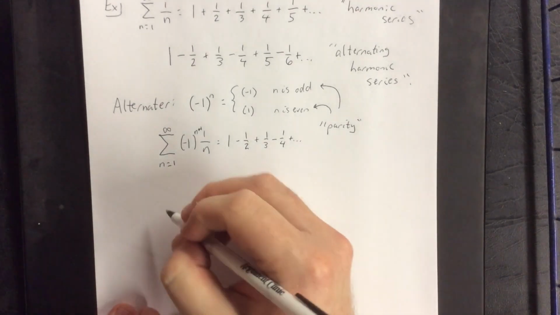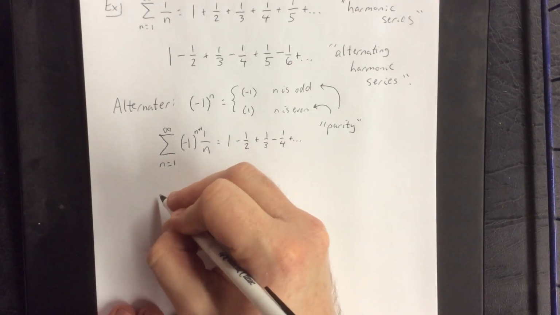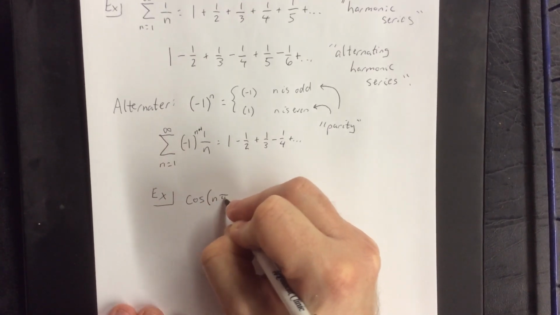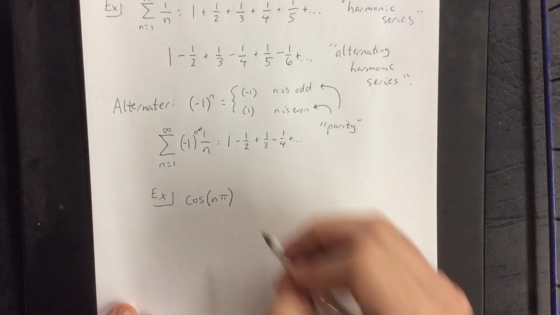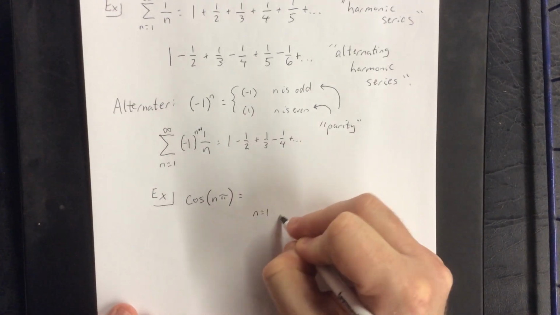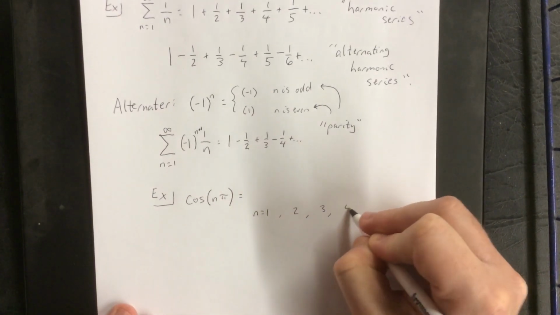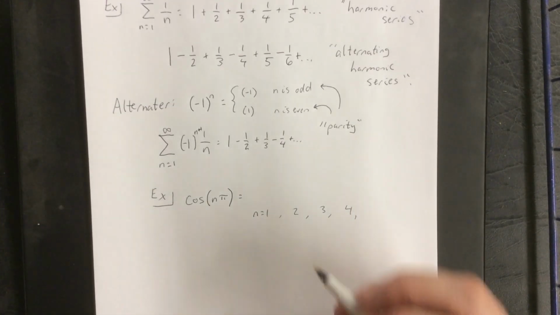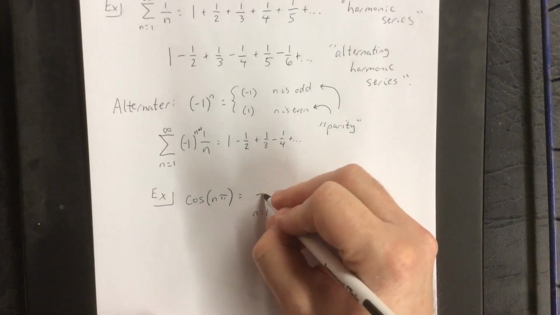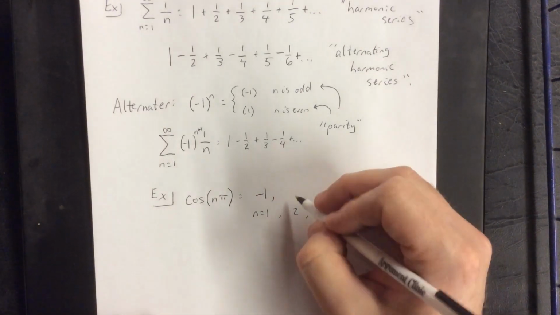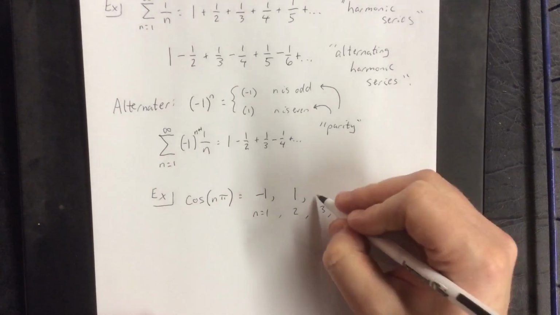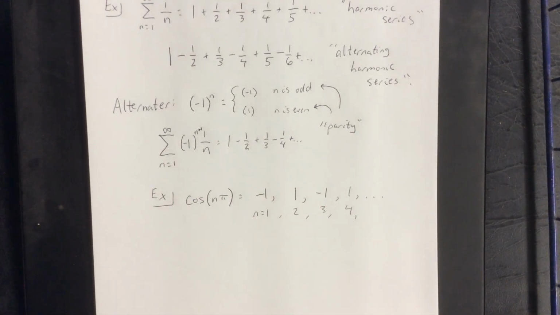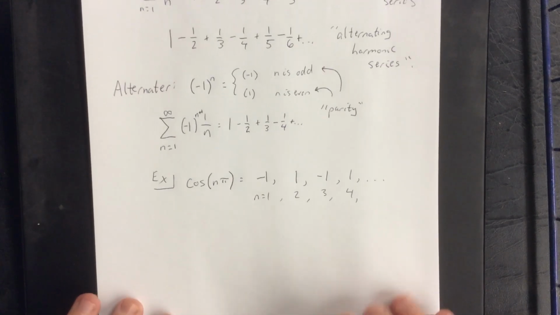There are other examples of alternators. For example, the cosine of n pi is known to be an alternator because if we were to plug in several values of n, equals 1, the cosine of n pi would be the cosine of 1 pi, which is negative 1. Cosine of 2 pi is positive 1. The cosine of 3 pi is negative 1, and the cosine of 4 pi is positive 1, and so forth and so on. So this is another example of an alternator.